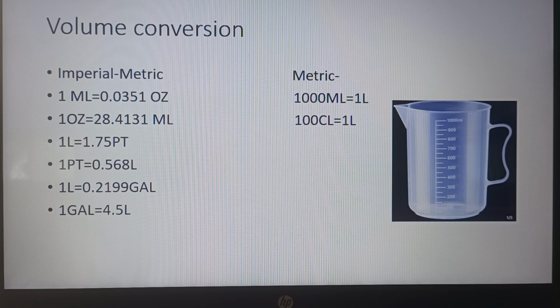And in metric, so metric to metric, we've got 1,000 milliliters equals 1 liter. And 1000 centiliters equals 1 liter. But as I said before, we don't really use centiliters too often.